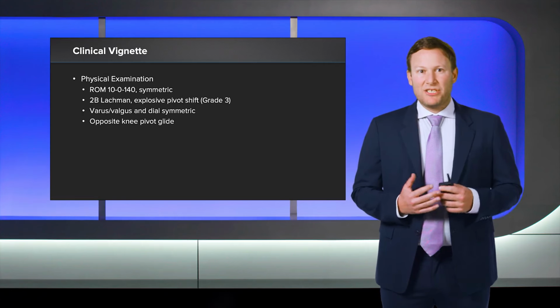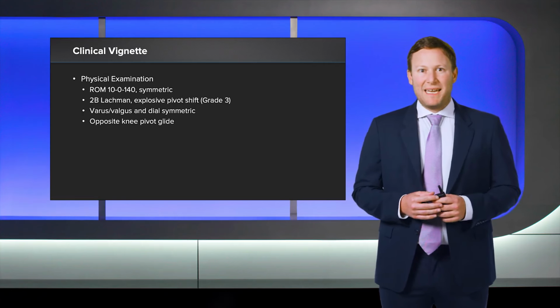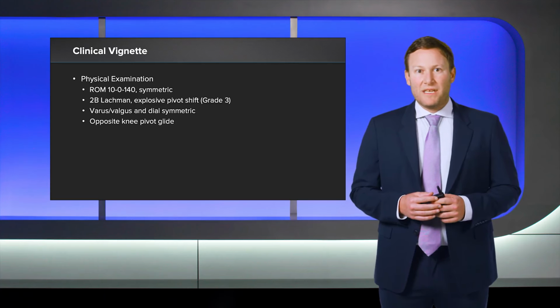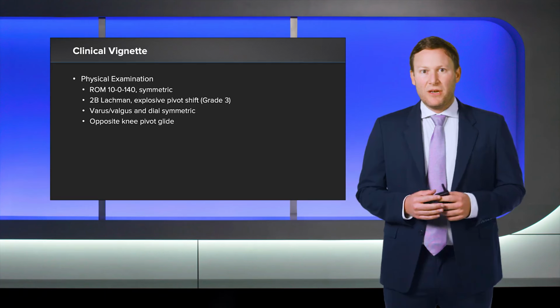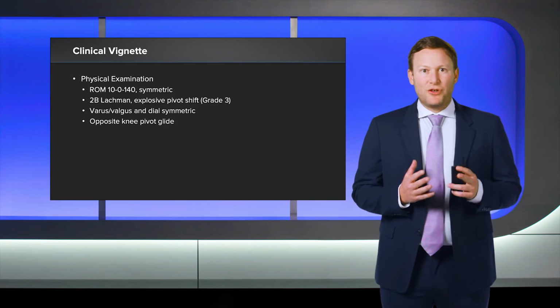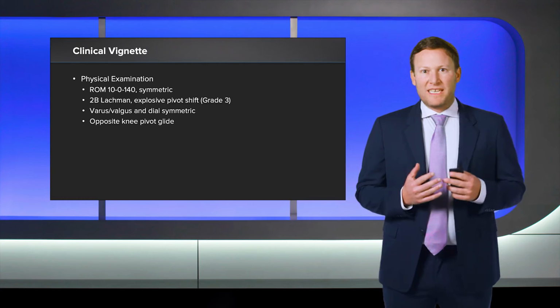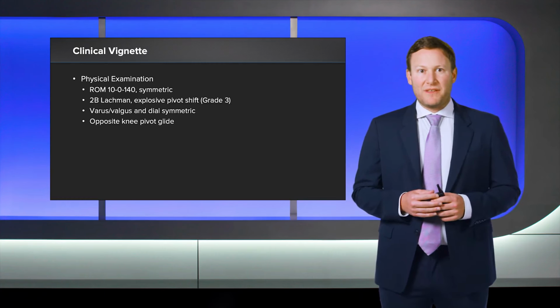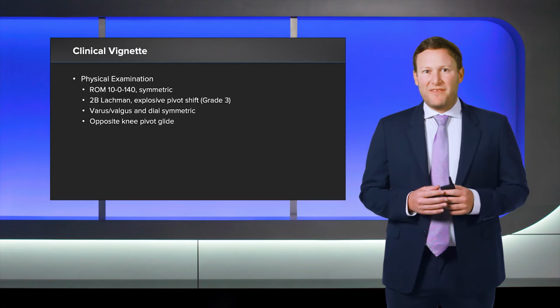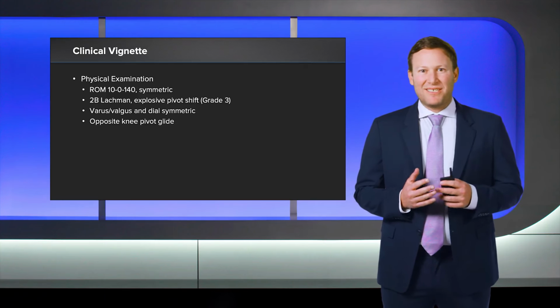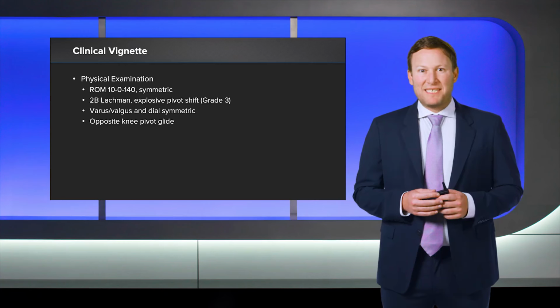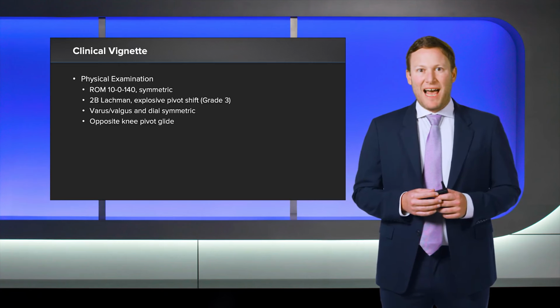While seeing me, she had range of motion that was 10-0-140, so 10 degrees of hyperextension, which was symmetric. She had a 2B Lachman and what we call an explosive grade 3 pivot shift. She was stable and symmetric to varus and valgus stress, her dial test was symmetric, and her opposite knee had a physiologic pivot glide with an intact ACL.